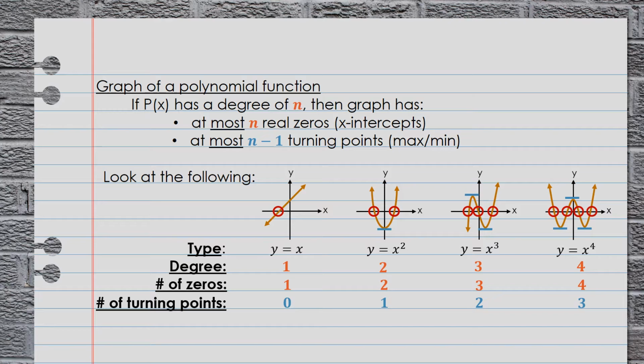3 of them. Now, the other thing you need to pay attention to is it says at most n real zeros and at most n minus 1 turning points. The phrase at most does not mean guaranteed every time. It just means that's the most possible times it could happen.